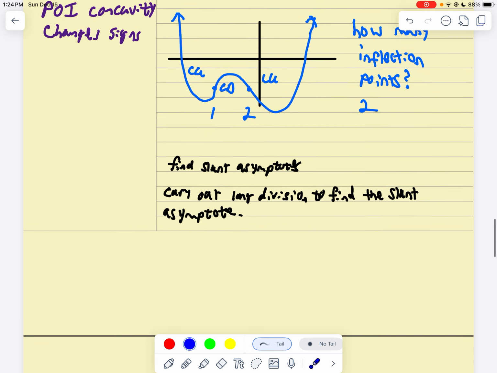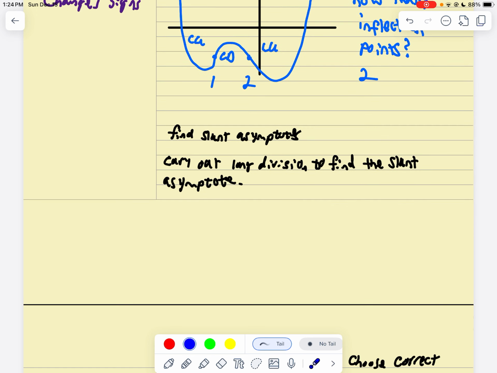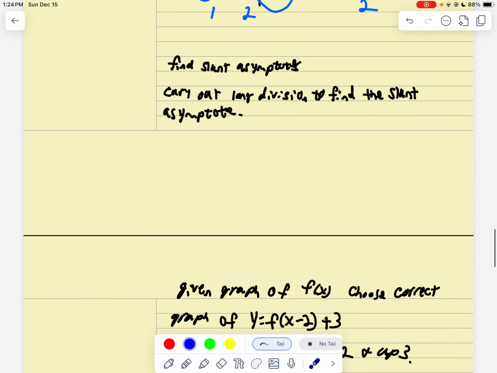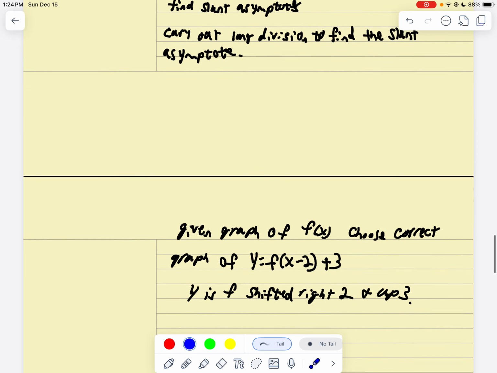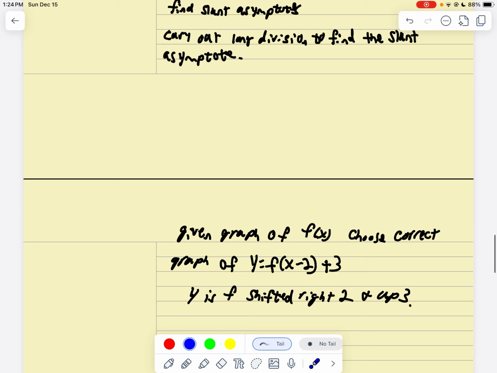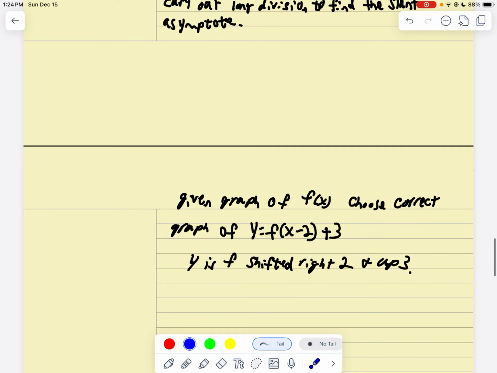Okay. To find slant asymptotes, what you're going to have to do is carry out the long division. So if they give you a rational expression that has a polynomial on top and a polynomial on bottom, do the long division. And you all know how to do that. All right? The result should be something linear like 2x plus 5 with a remainder. And the 2x plus 5 would be the slant asymptote. All right?